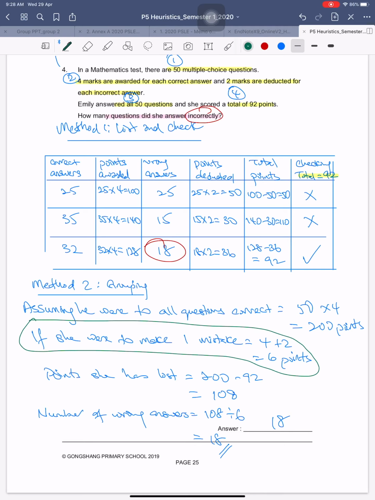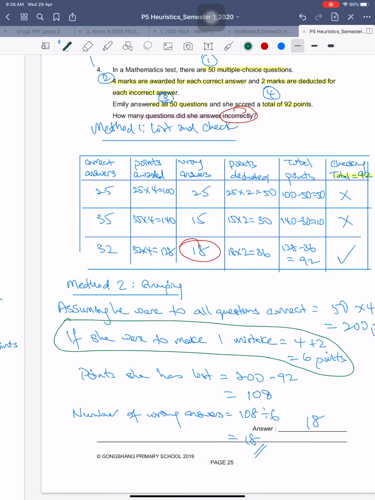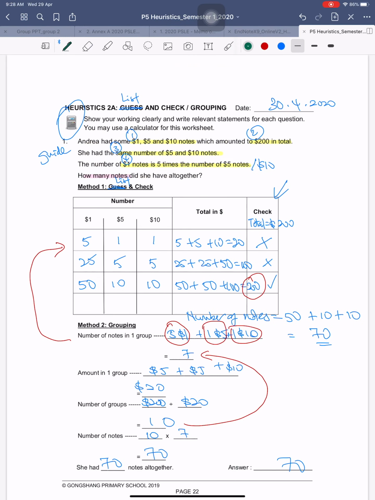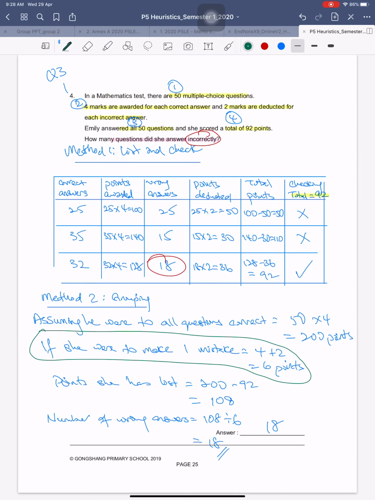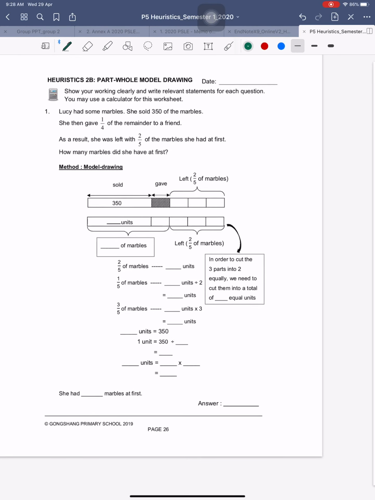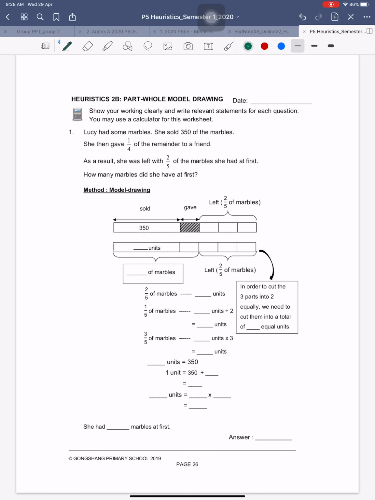Please complete these 4 questions, page 22 to page 25, and I hope today you have gained much knowledge of how to use this method. For next Monday, which is the last day of term 2, I will be doing the last few pages, page 26 onwards to the very last page. We will be looking at heuristics 2B, part whole model drawing. That will be the last lesson that we're going to have for term 2.